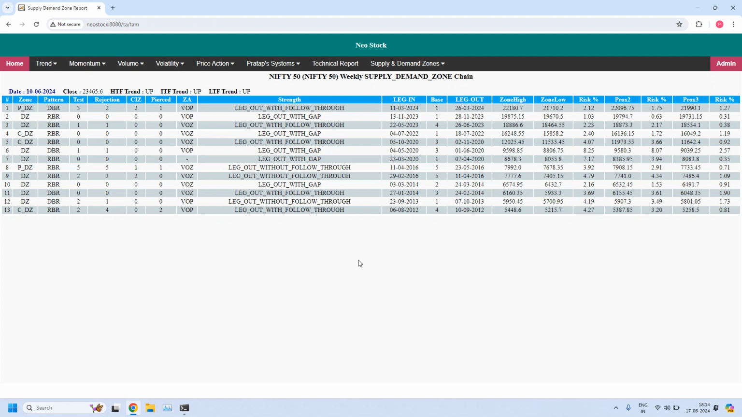This is a time taking process. It will take few seconds. So you need to observe the trends, HTF trend, ITF trend, LTF. Whichever time frame I am generating, that will be considered as the lower time frame. If I select weekly, you can say LTF trend is nothing but weekly trend. And also look into the zone column, where you can find any high liquidity zones. Remaining all the columns you are already aware of.